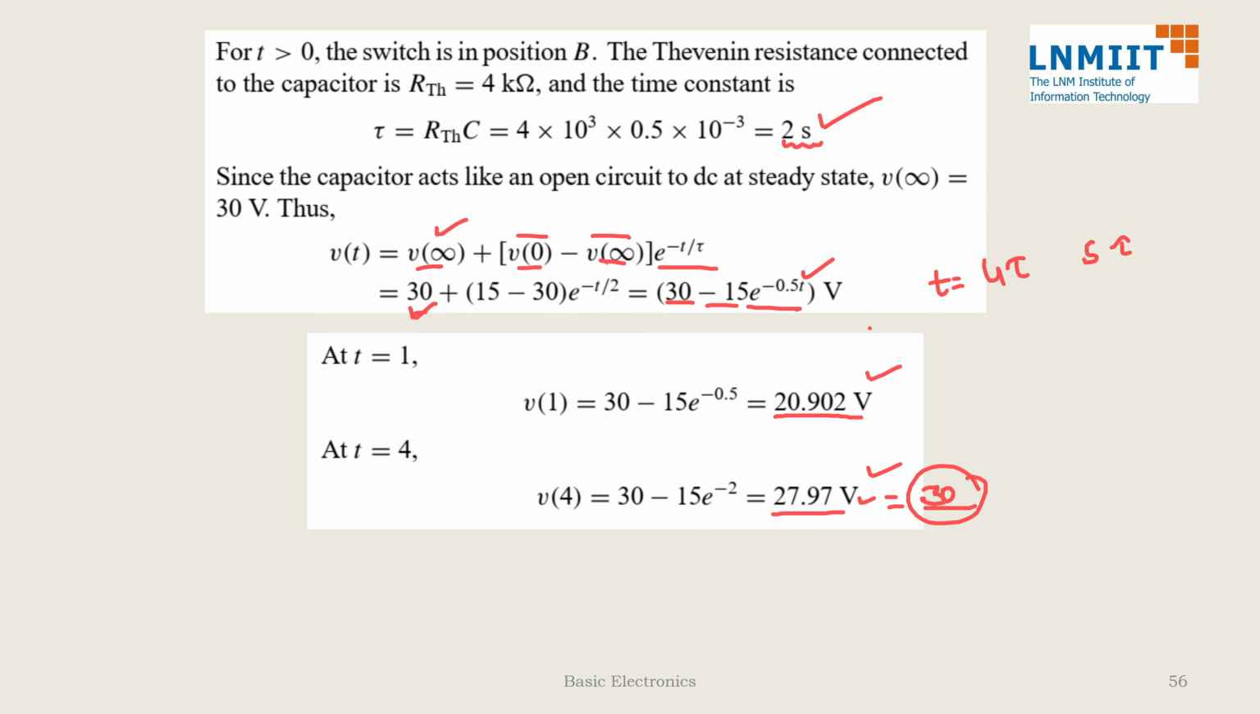Now for your practice, you just take t equal to 10. That means 5 tau, right? And you will see that this answer will reach almost 30. If you put t equal to infinity in this circuit, you will find answer is 30. If you will put t equal to 0 in this, you will find answer is 15. So all the conditions will match.